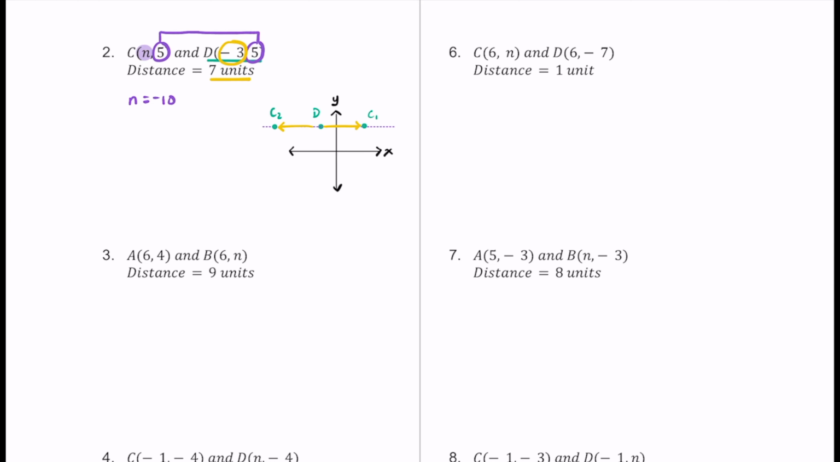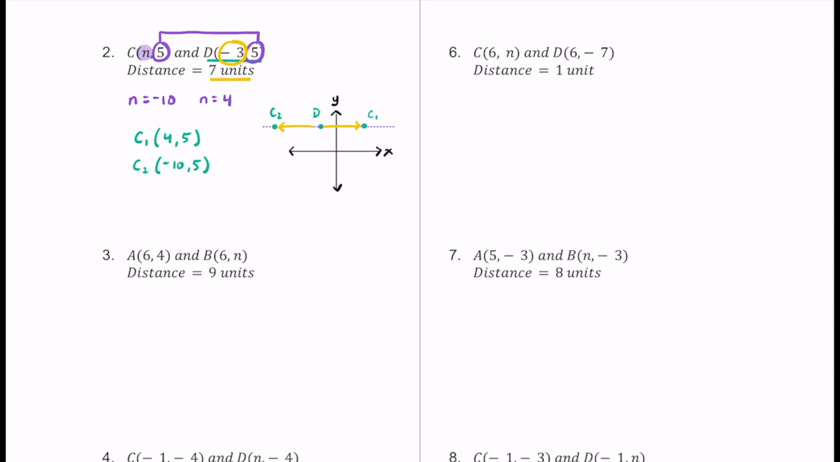And then if we took point D at -3 and moved 7 units to the right, we're going to end up in the positives at +4. So n would equal +4. That would be the other possibility. So now that we know the 2 possible n values, we could say that C could be located at (4, 5). That's this one over here in quadrant 1, or the other possible location for point C, C2, would be located in quadrant 2, which would be (-10, 5), which is really this dot over here to the left.